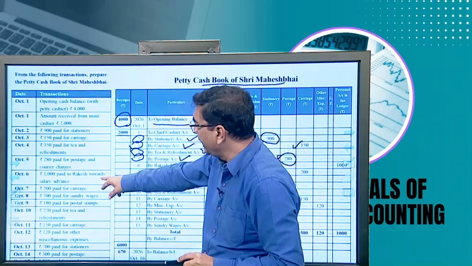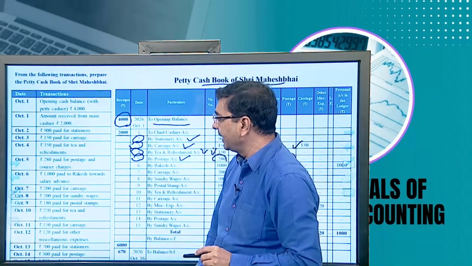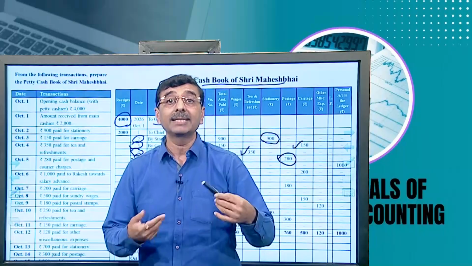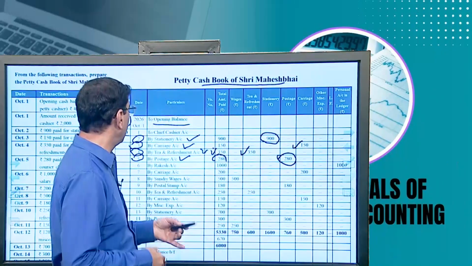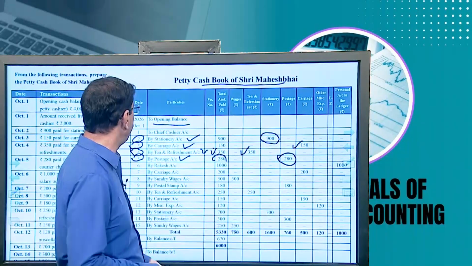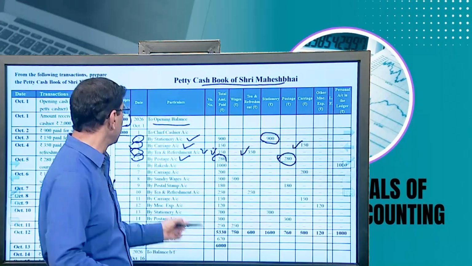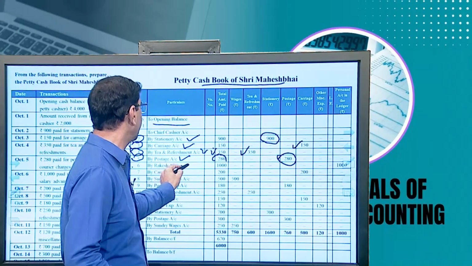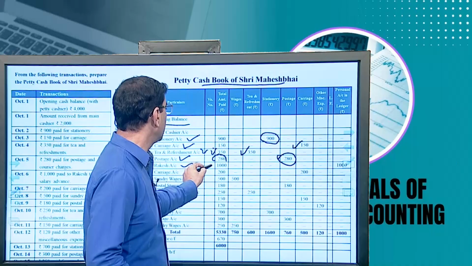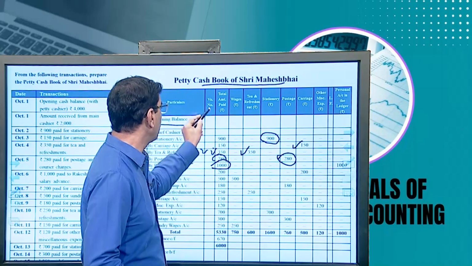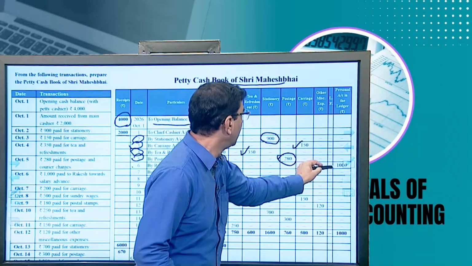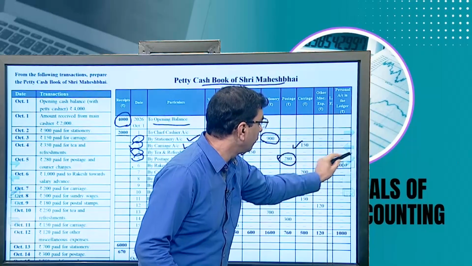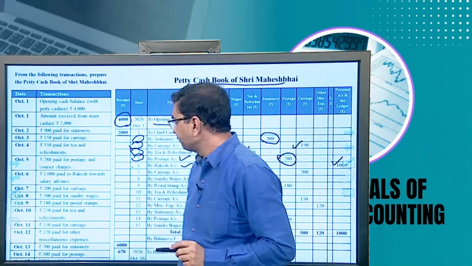Then 1000 paid to Rakesh towards salary advance. It is given as a salary advance. So here we are giving cash, so that's why it's written in the petty cash book. When we are giving to Rakesh, date 6, Rakesh 1000 rupees, it's actually paid in advance, in the total amount, and it will be recorded in the personal account in the ledger, 1000 rupees, correct.